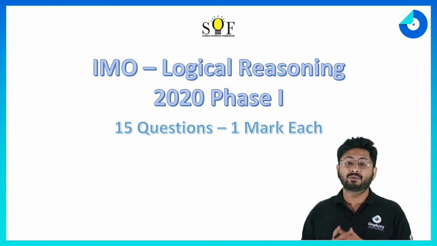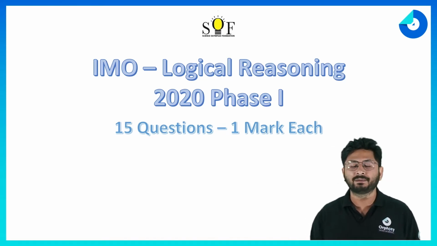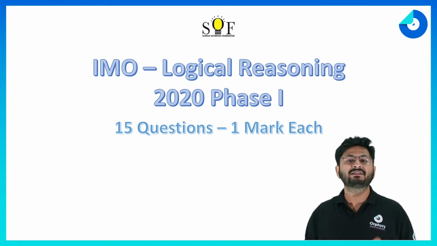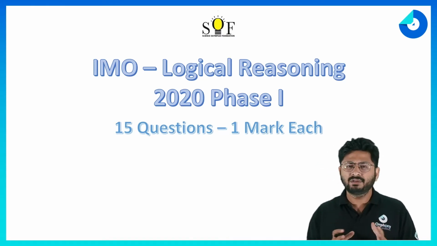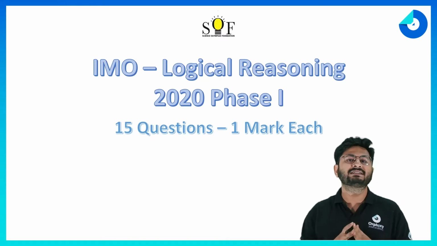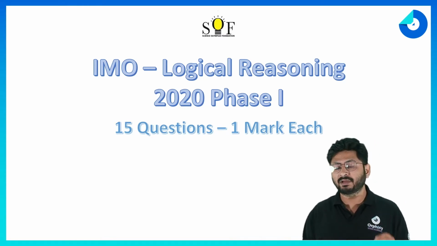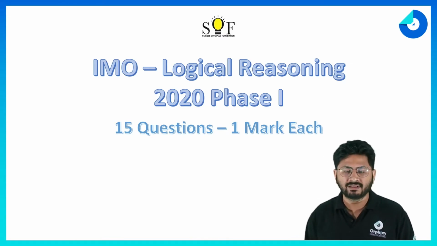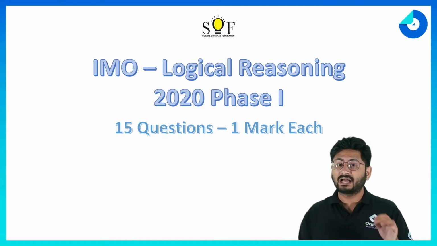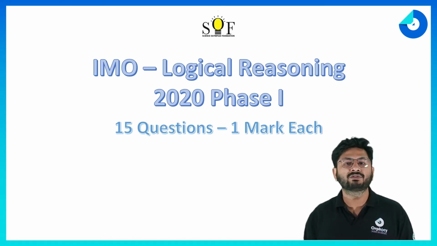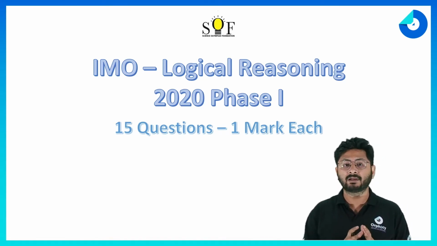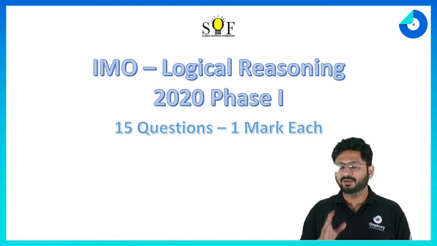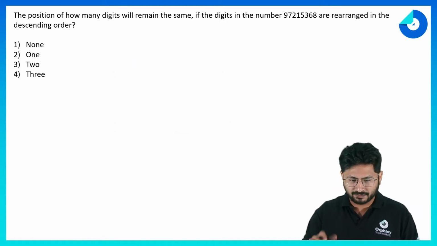In this video, we are going to talk about IMO, SOF IMO, that is previous year paper of SOF IMO 2020. And in this video, we are going to talk about logical reasoning section. Now, we must be aware about the logical reasoning section, which consists of 15 questions out of a total of 50 questions. 15 out of 50. So that is basically 30% of the questions are from logical reasoning. So it is a very important section if we are talking about SOF IMO. So we are going to solve that paper and let's start with the first question.